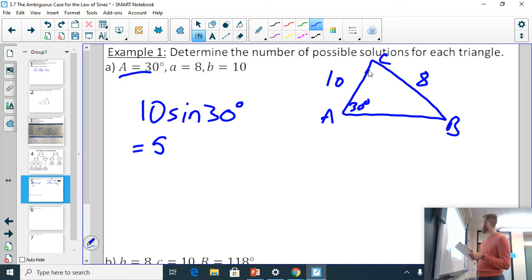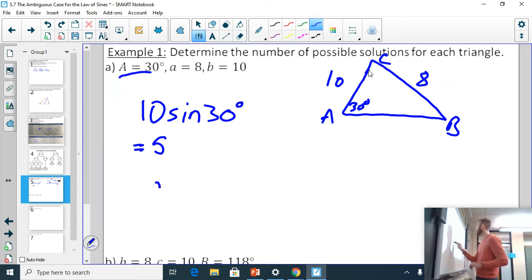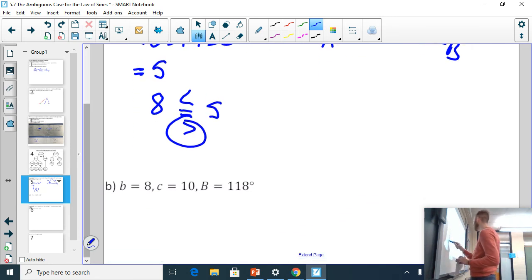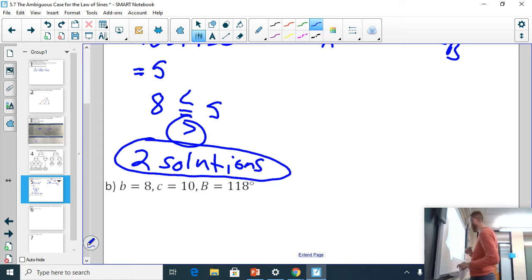And so it's asking, is a, which is 8, less than, equal to, or greater than 5? a is 8, and a is greater than 5. So we're going to follow that path, a being greater than b sine A. And that means we have 2 solutions. That's all this problem is asking for, how many solutions there are.